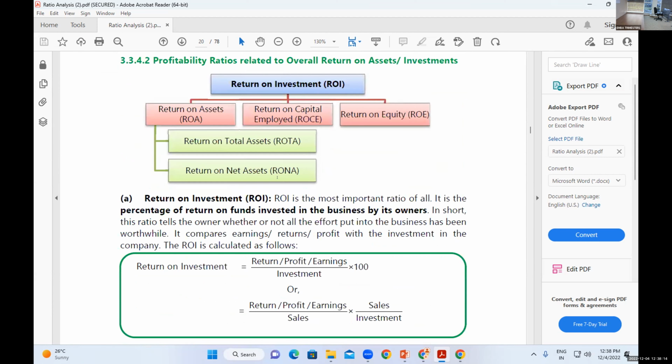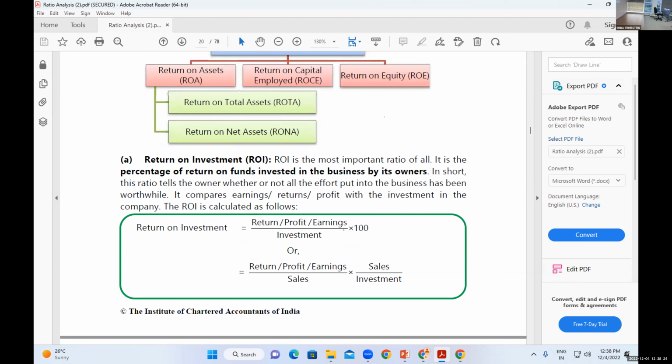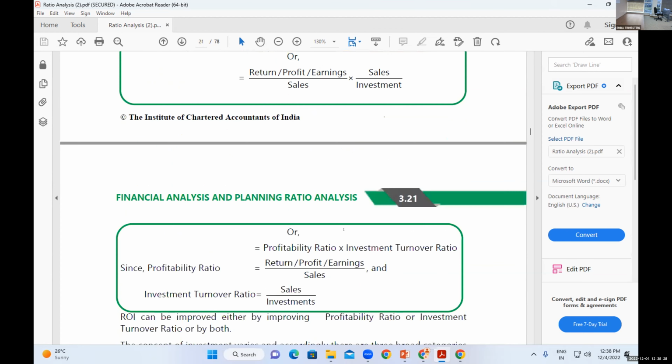Last, this one will conclude. I think we are already crossing time. Return on investment, ROI. First example I told you, remember? Return or profit divided by investment into 100. Higher the return on investment, better the efficiency.